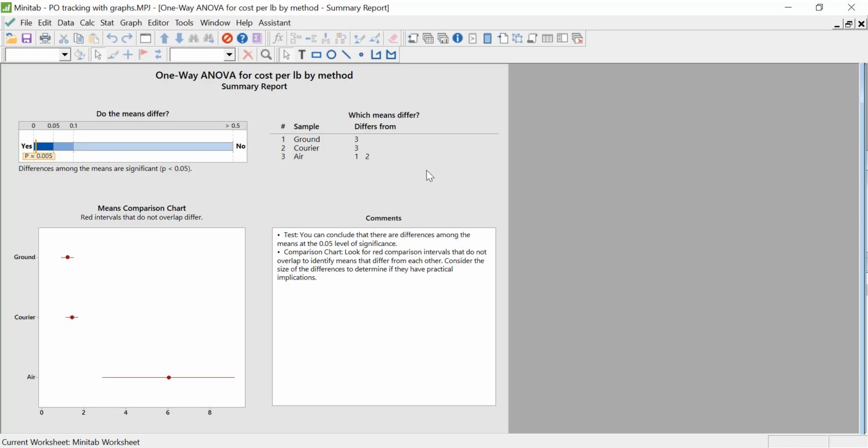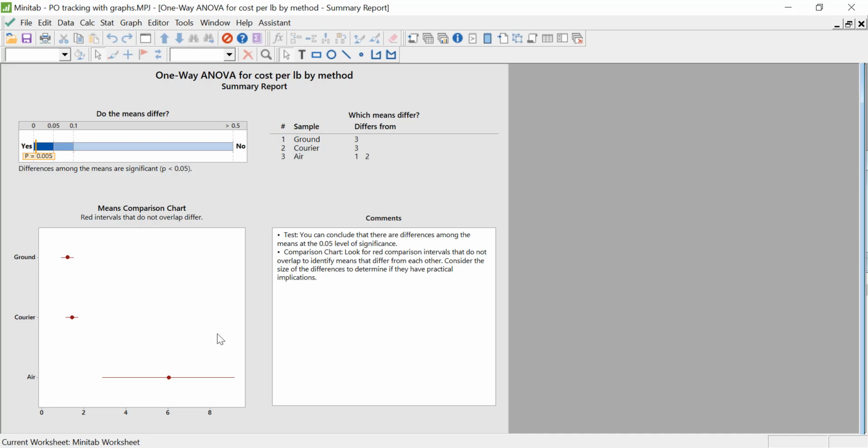If you look up here, it's helping you to decide which means differ. Number 1 is ground, number 2 is courier, number 3 is air. And it's saying that ground is different than number 3, which would be air. So I can conclude that ground is different than air. I can conclude that courier is different than air as well. And I can conclude that air is different than both courier and ground. What I can't say is that there's a significant difference between ground and courier.